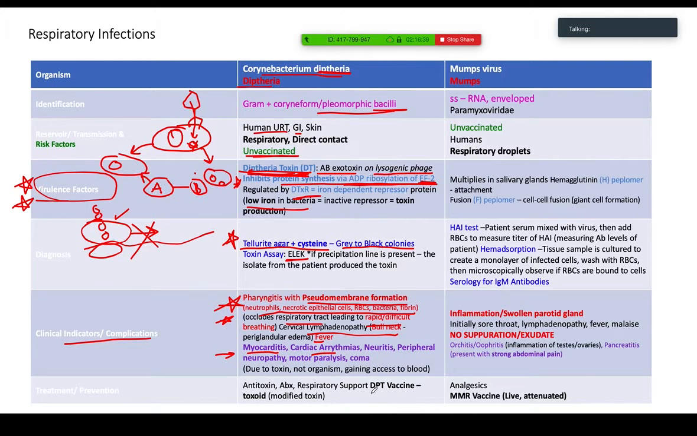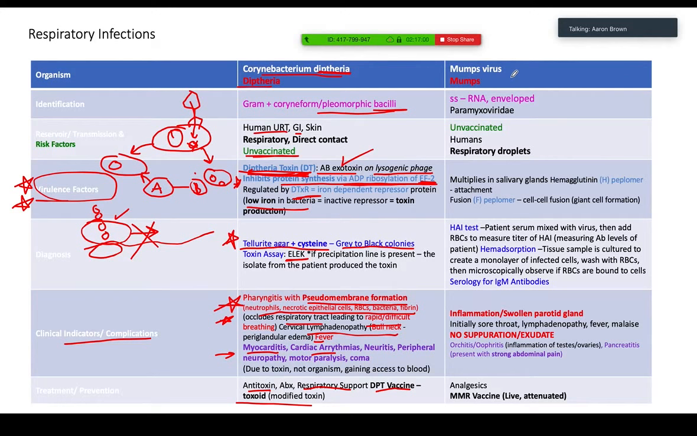Obviously, the vaccine is going to be very important for preventing this. If we have an active infection, we need to give antitoxin to block that AB exotoxin, along with respiratory support. Okay? Great. And so we're going to stop there for today.